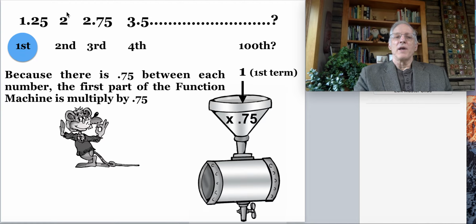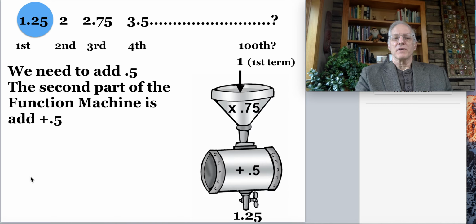So the function machine, because it's going up by 0.75 each time, is times 0.75. So we put a 1 in. We want 1.25 to come out, but 1 times 0.75 is 0.75. To get up to 1.25, of course, we have to add 0.5.